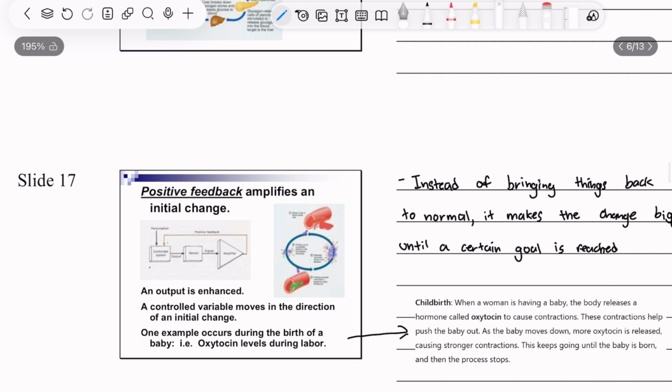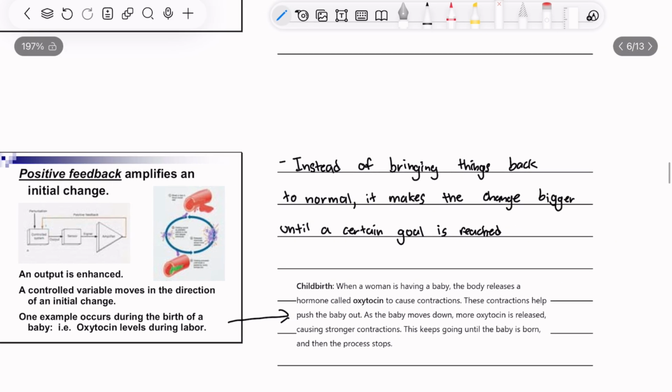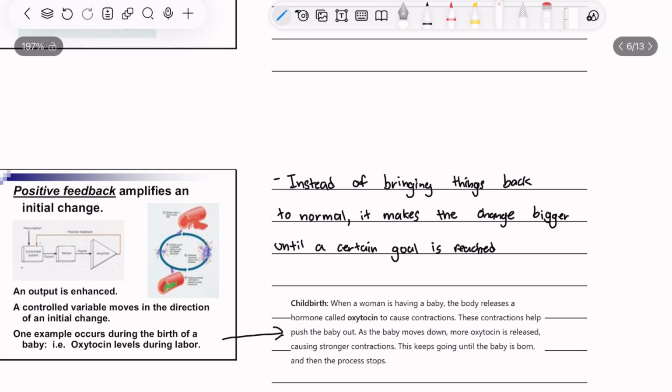Now, let's get into positive feedback. Positive feedback amplifies an initial change. An output is enhanced and the controlled variable moves in the direction of an initial change. So instead of bringing things back to normal, it makes the change bigger until a certain goal is reached.